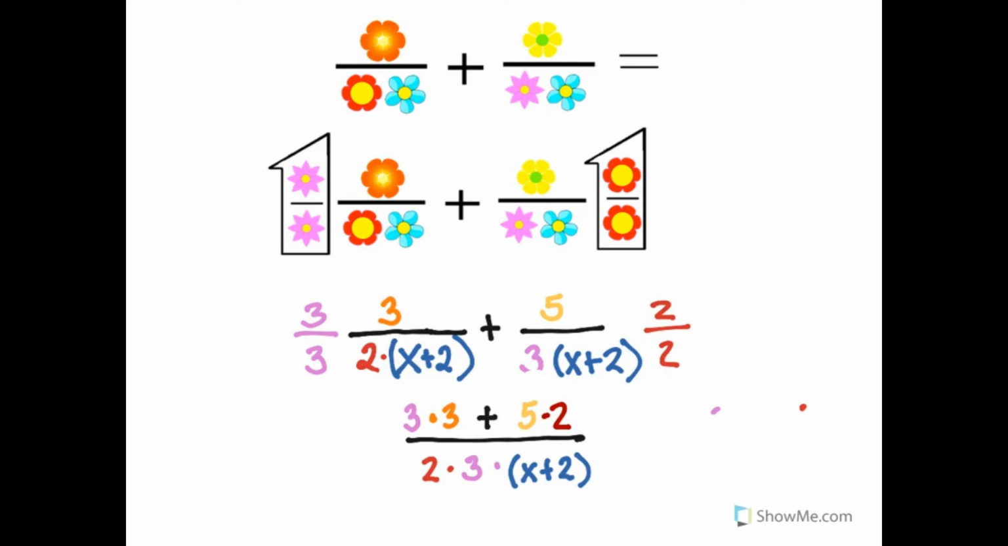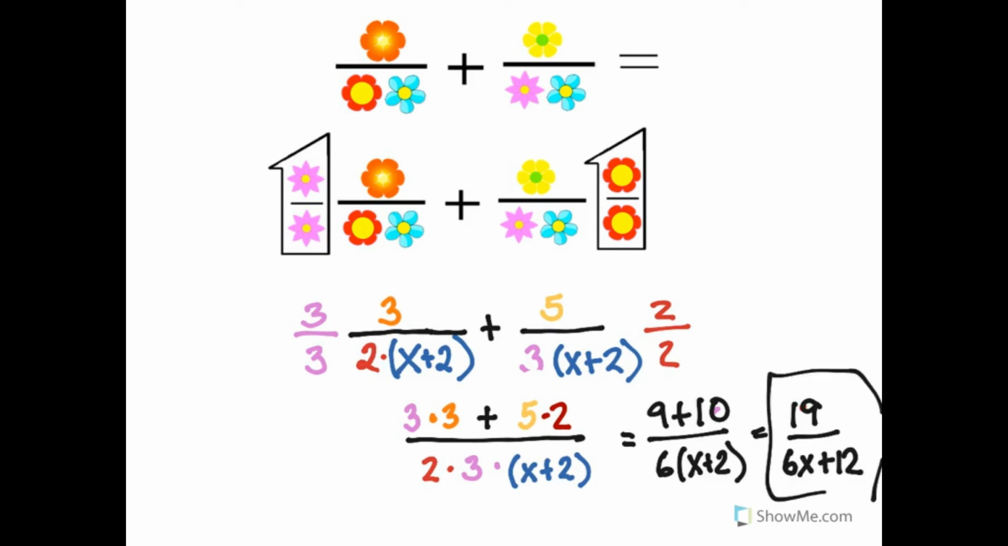So when I get all done simplifying, the numerators are 9 plus 10, or 19, and the denominator is 2 times 3 times x plus 2. So 2 times 3 is 6. I have 6 times x plus 2 on the bottom. I can multiply it out or leave it. That's a nice thing about rational expressions. And I end up with 19 over 6x plus 12. So there we go. That's how to find a common denominator for rational expressions.